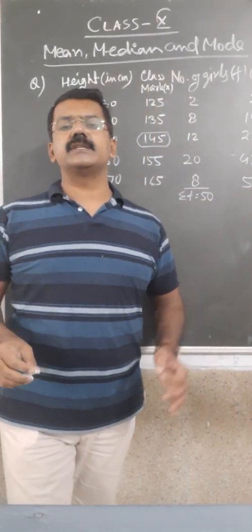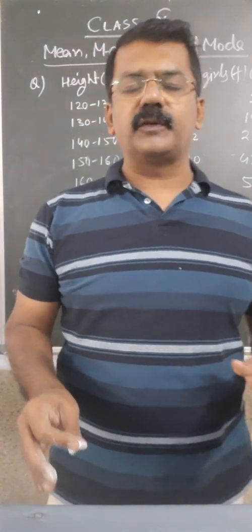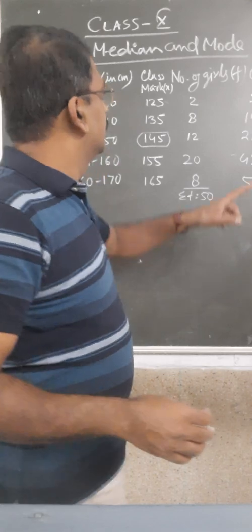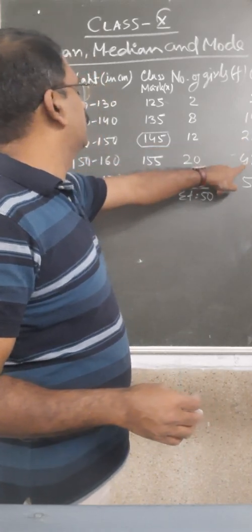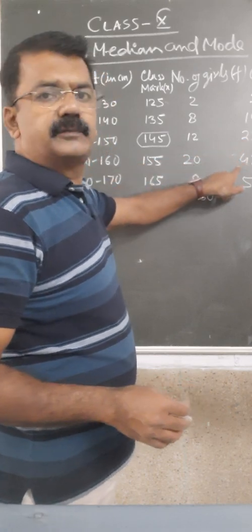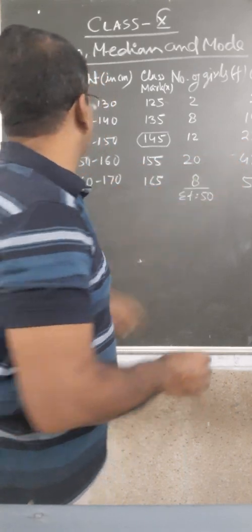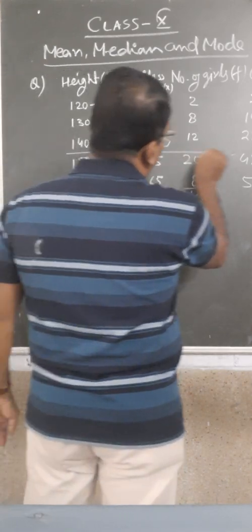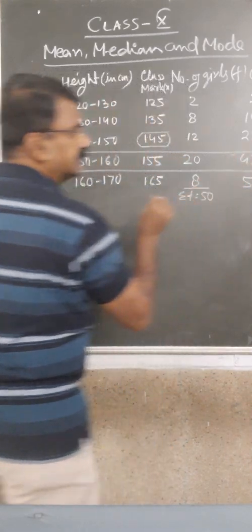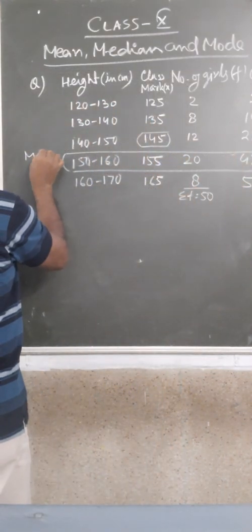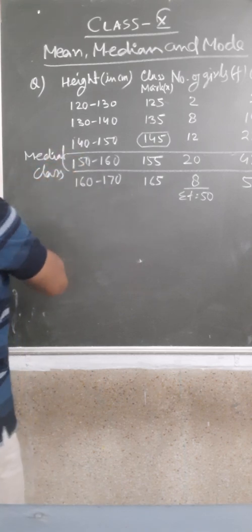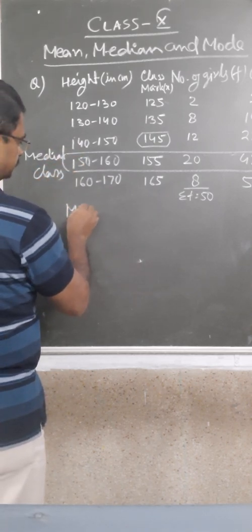Now the sum of frequencies is 50. So half of 50 is 25. So it is up to 22 and this is up to 42. So 25 lies here because this is up to 22 and this is from 23 to 42. So 25 lies here. So this is the median class.